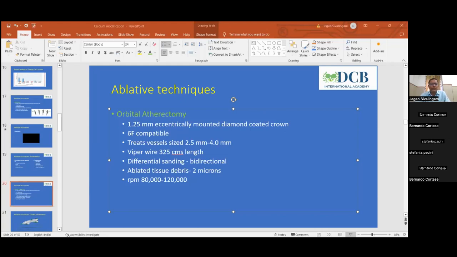So this is the pusher, and we can see here the diamond bar. This is the magnified view of that diamond crown.